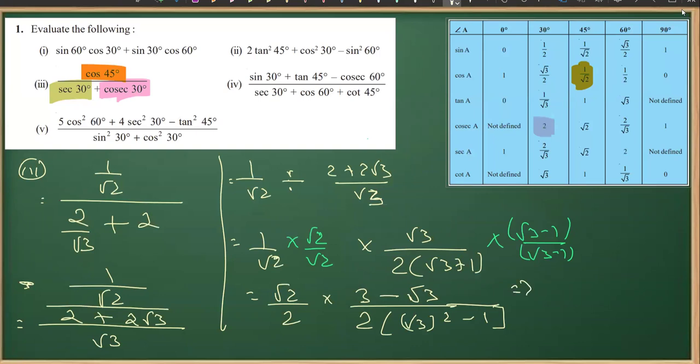Now, one more step. If I multiply these, root 2 into 3 is 3 root 2, and root 2 into root 3 is root 6. We have 2 into 2, that is 4 here. And this is a square minus b square, that is root 3 square is 3, 3 minus 1 is 2. So the final answer will be this: root 3 into root 2 minus root 6 over 2, and 2 into 4 is 8. That should be the answer for this part.